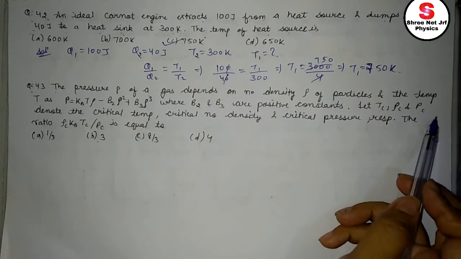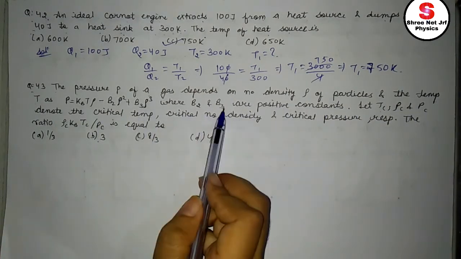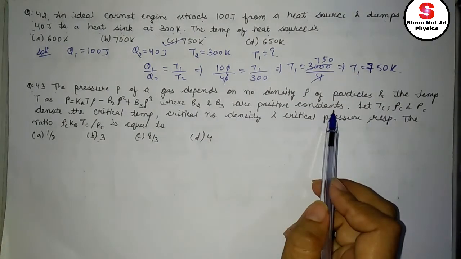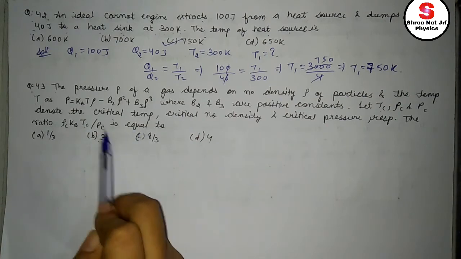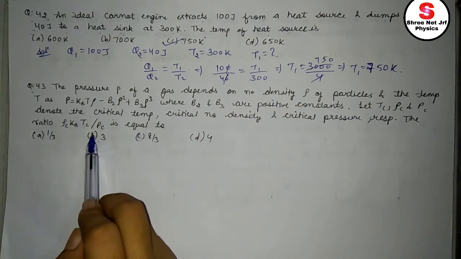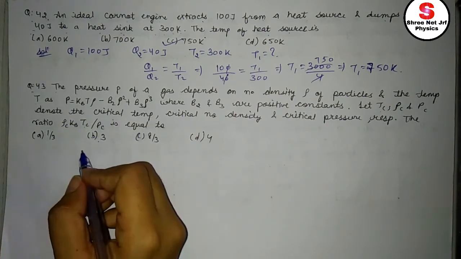Let Tc, ρc and Pc denote critical temperature, critical number density and critical pressure respectively. The ratio ρc Kb Tc by Pc equals to what? We need to find this ratio. See, we can do directly also.